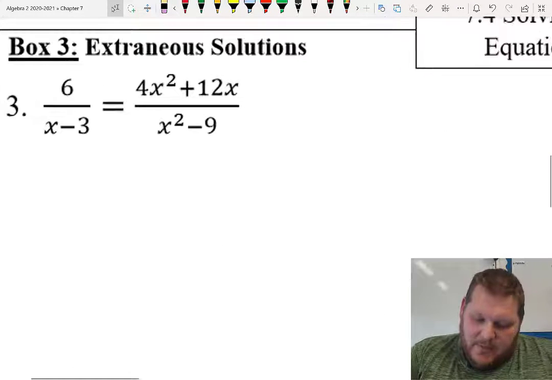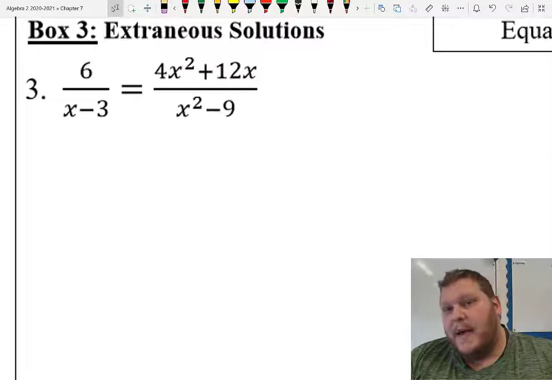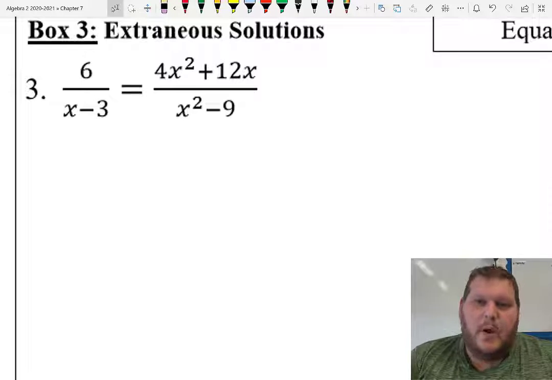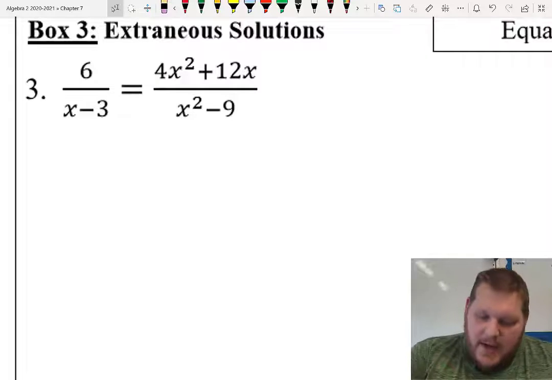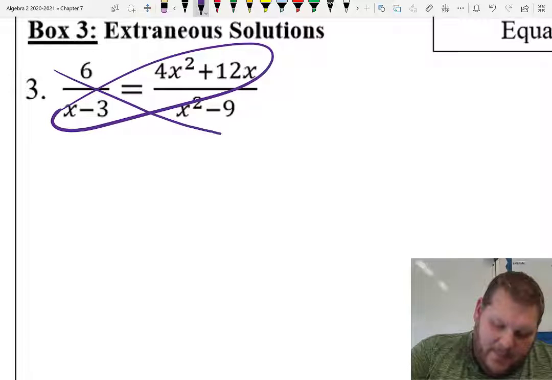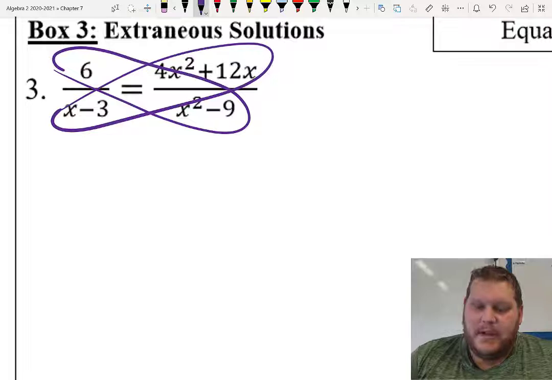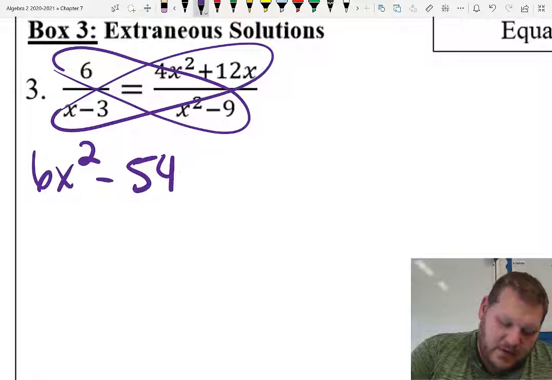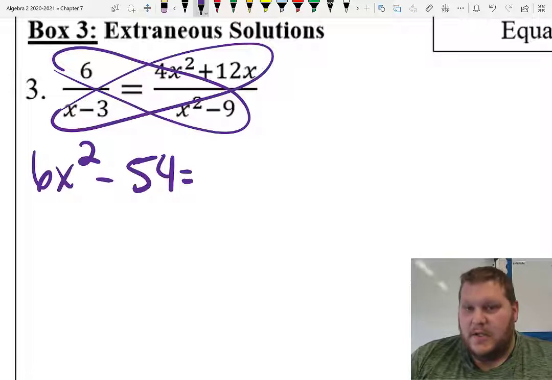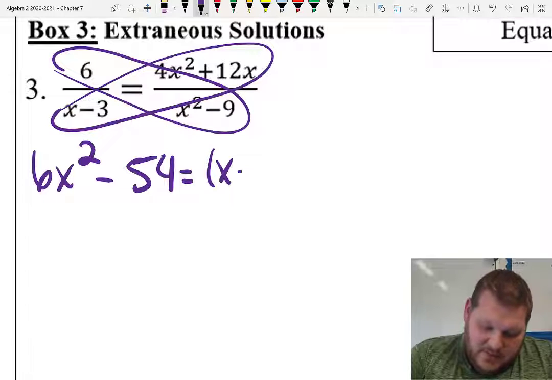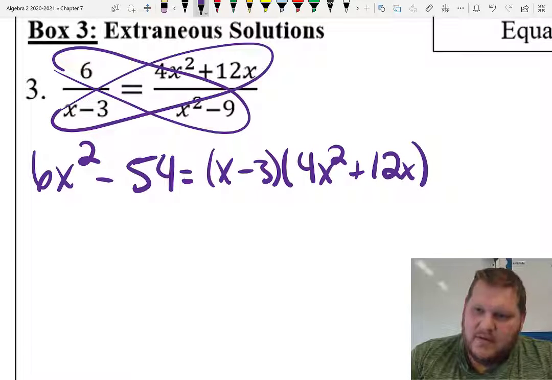Box 3 starts to get a little bit messier because obviously we've got variables both on top and bottom, and we've got squared stuff happening, so it's going to be a little bit more complicated. But we're still just looking at cross multiplying as our process. So we're still going to start by multiplying numerator by opposite denominator, numerator by opposite denominator. So 6x squared minus 54 is what I get from the left side, 6 times x squared minus 9. I'm going to have to show my work here. x minus 3 times 4x squared plus 12x.